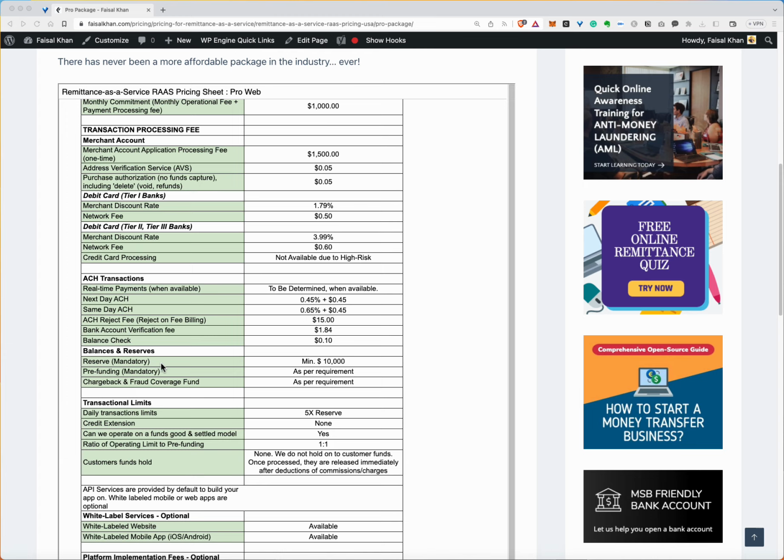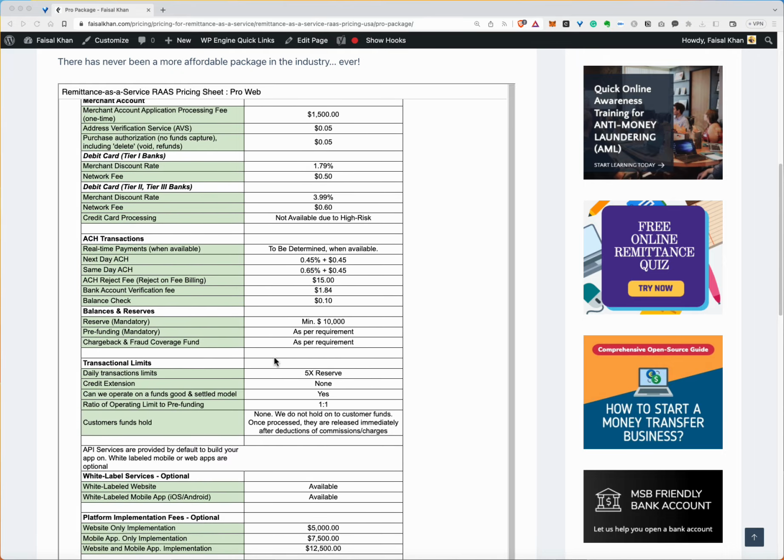The reserve requirement is $10,000. That's mandatory. Obviously, you are renting a license. It's like taking a bicycle or a little scooter on rent. So you have to give some collateral. And that's the collateral requirement.